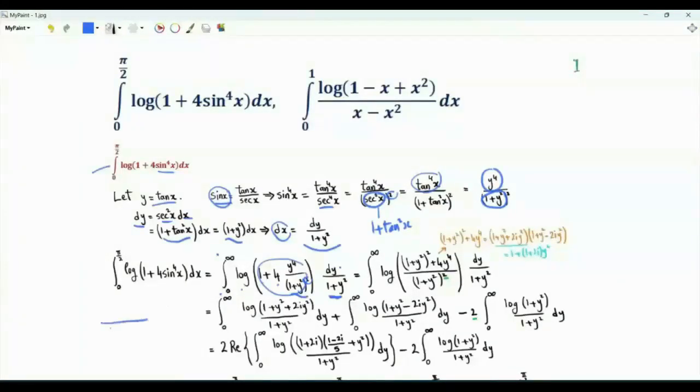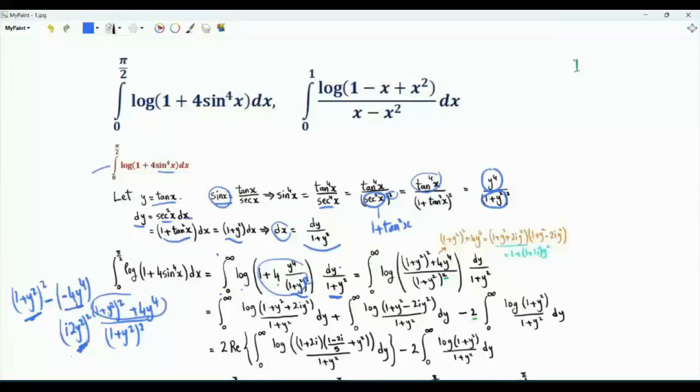The argument of the logarithm is 1 plus y squared all squared in the denominator. In the numerator, we have 4y to the power 4 plus 1 plus y squared all squared. We can think of the numerator as 1 plus y squared all squared minus i times 2y squared all squared. We have a difference between two squares. The numerator can be written as 1 plus y squared plus 2i y squared. The other bracket is 1 plus y squared minus 2i y squared.